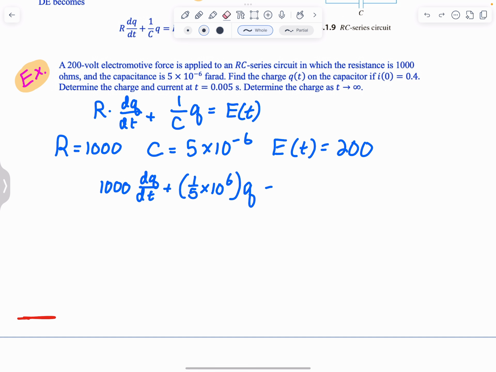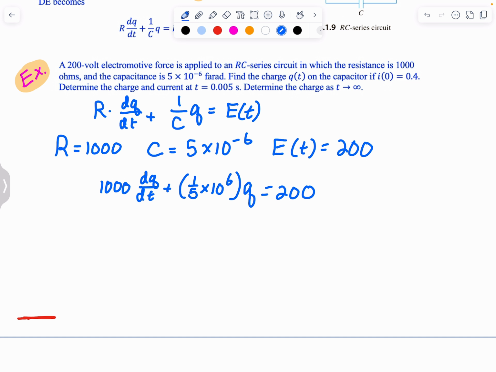And then that equals our E of t, which is just thankfully a nice, pretty 200, not a variable voltage there. All right. So this is first order linear, so we could take that route. I think that's what I did in mine. Yeah. But it's not in the right notation yet. I got to put it in its correct notation.